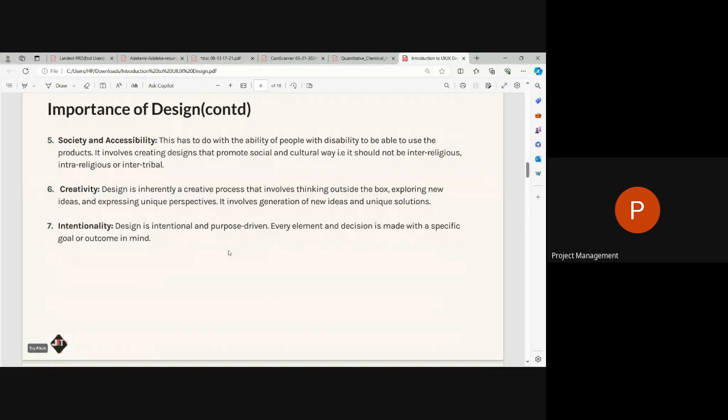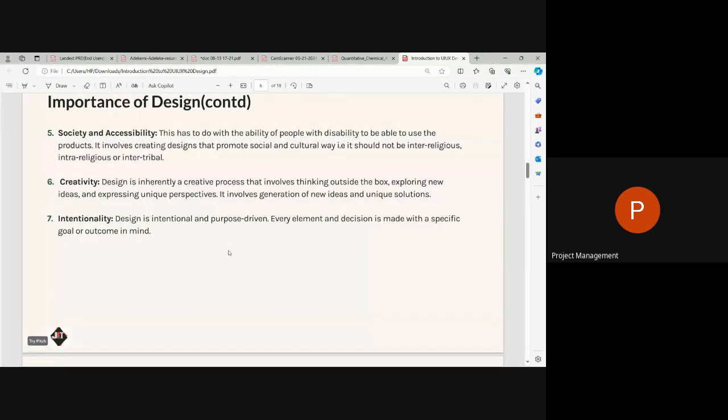Then the fifth one is society and accessibility. Your design has to be accessible to everybody. It does not have to be limited to some people. For example, people with disabilities, with visual impairments, with hearing impairments, should be able to have a feature in your products that makes it accessible to them. You don't just say, my product is just for able-bodied people. You have to make sure your design is accessible to everybody.